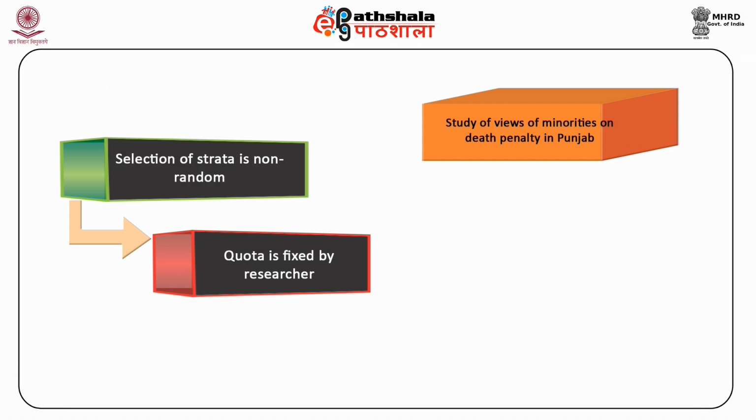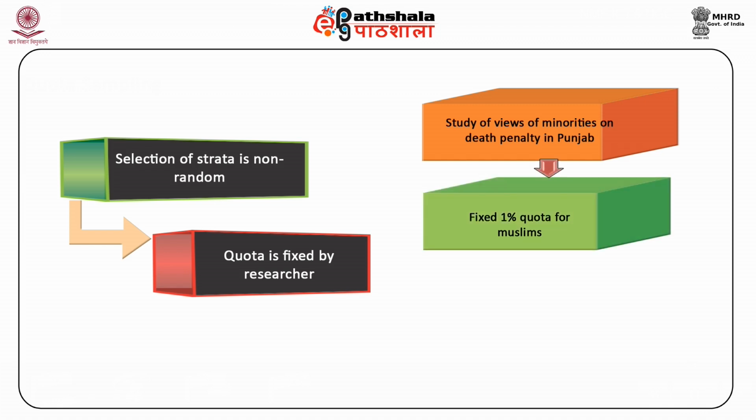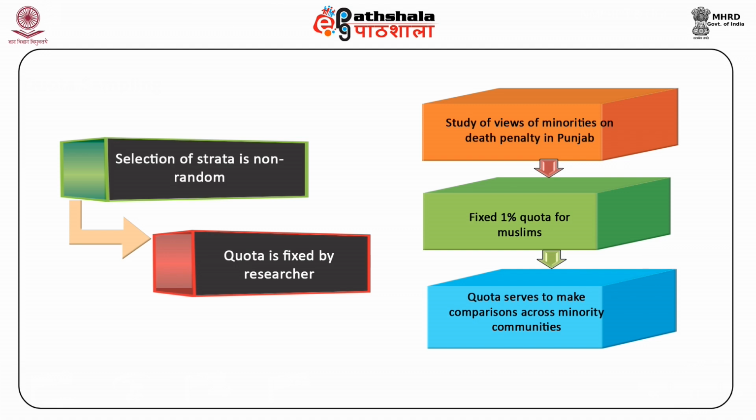To ensure their inclusion in the sample, a fixed 1% quota in the sample is fixed by the researcher, even though it is not representative of the population. The quota, however, serves to make comparisons across all the minority communities.